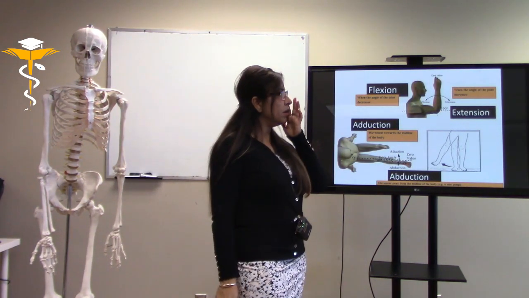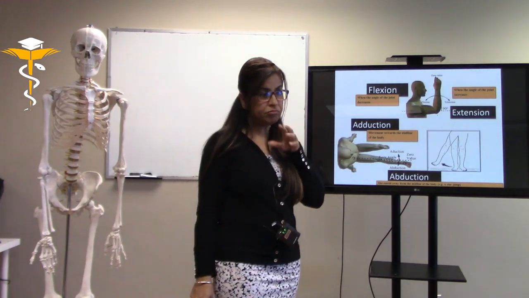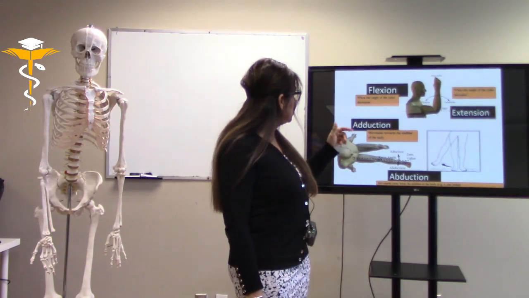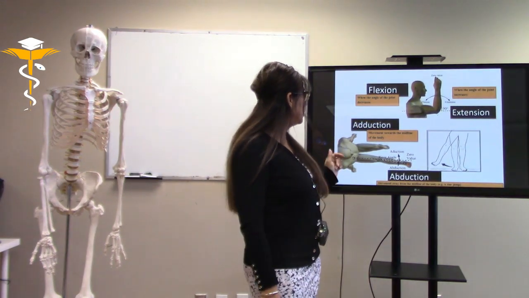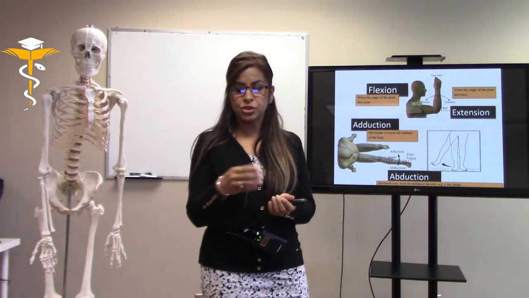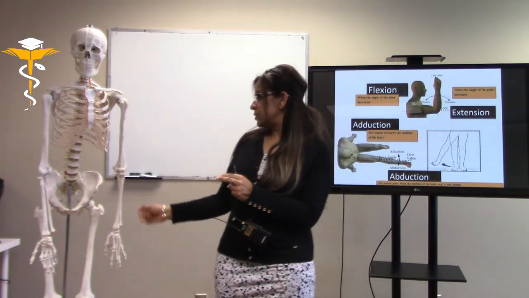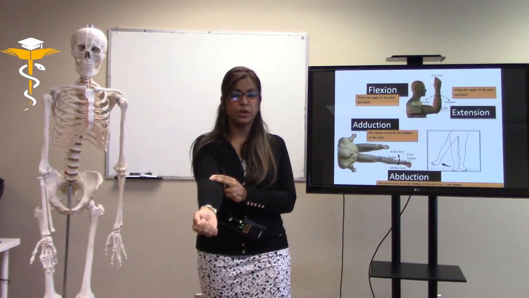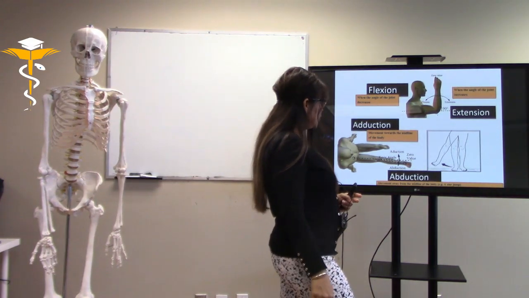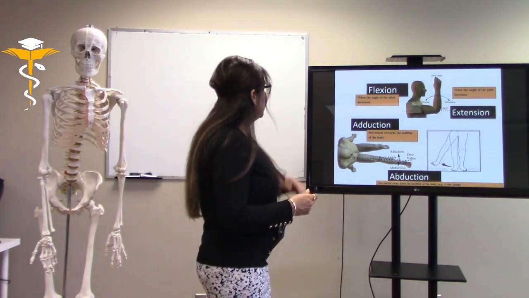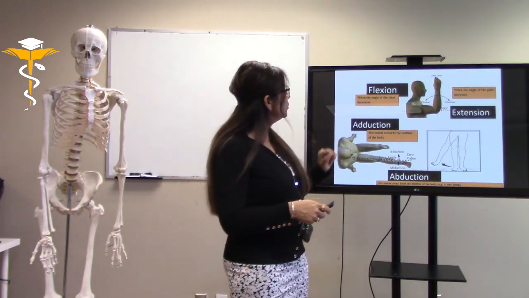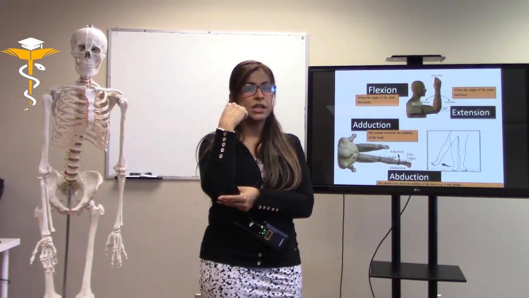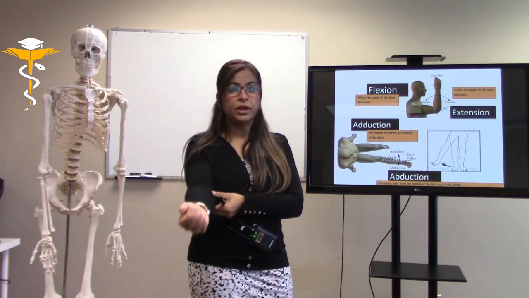Movements. There are different types of movements with these joints. Most important are flexion, extension, adduction, and abduction. Flexion, let me just demonstrate that. Flexion happens here, and extension. Even with the leg, you can do flexion and extension. In flexion, the angle of the joint decreases. Extension is when the angle of the joint increases.